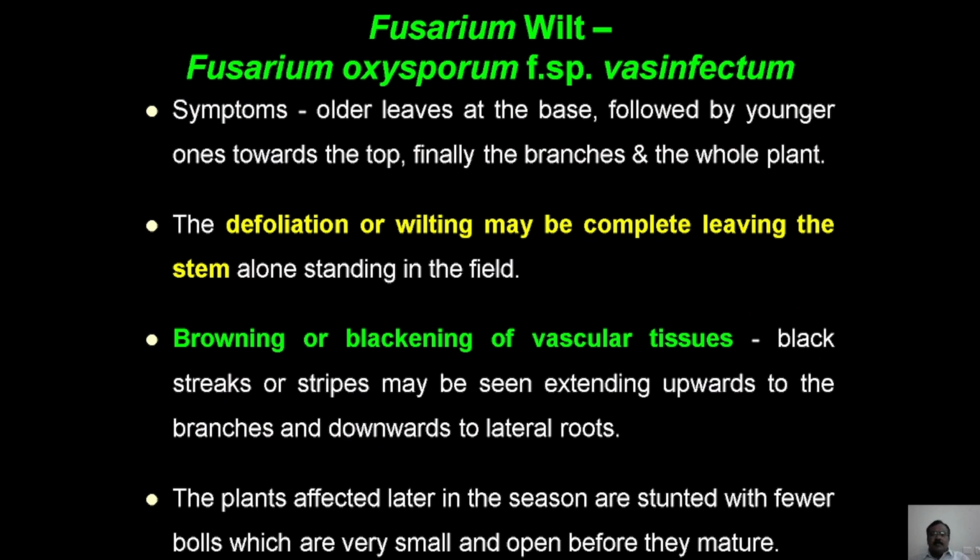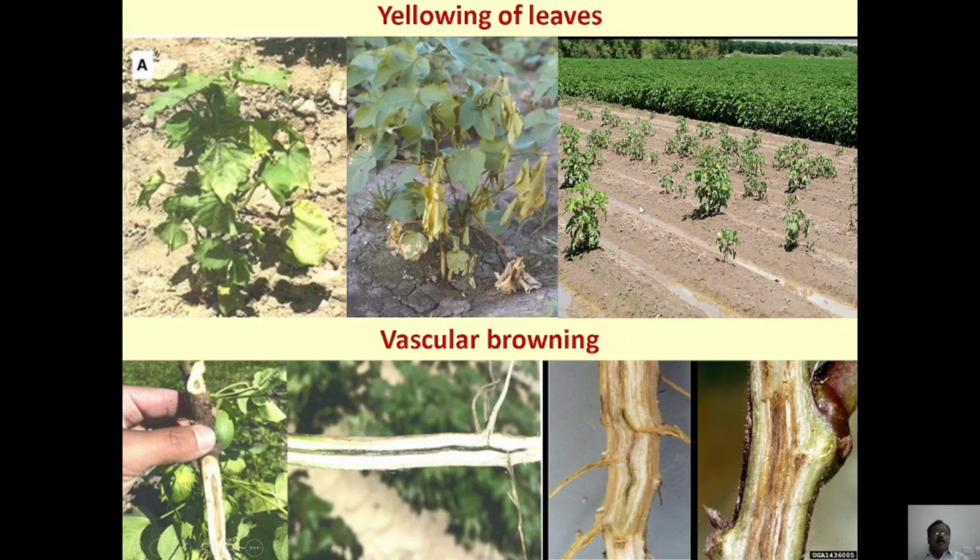On the older leaves, it starts at the base and moves towards the upper part of the plant. Defoliation and complete wilting of the affected plant are the important symptoms noticed under field conditions. When you take a longitudinal section of an affected plant, you can see browning or blackening of vascular tissues extending upwards on the branches. The affected plant in the late season becomes completely stunted with only a few bolls, others very small and opening before they mature. This is the typical symptom of the pathogen.